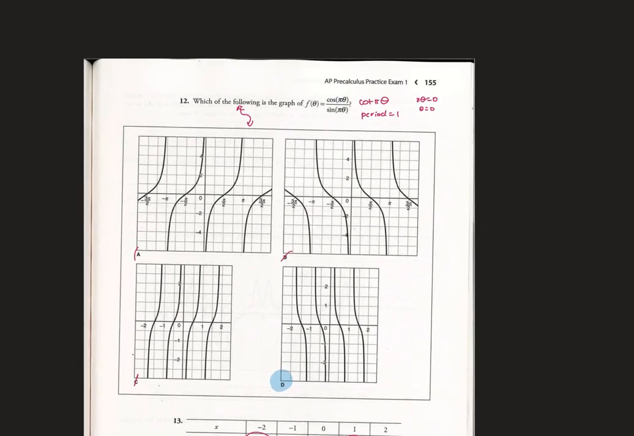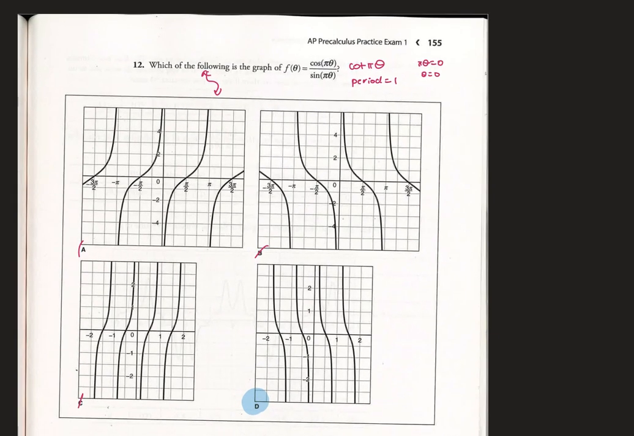All right, 12. You had to first simplify. So this is an identity. Cosine over sine becomes cotangent. And then you had to know what cotangent looks like. Of your 4 options, there were only 2 cotangents. B and D were cotangents.